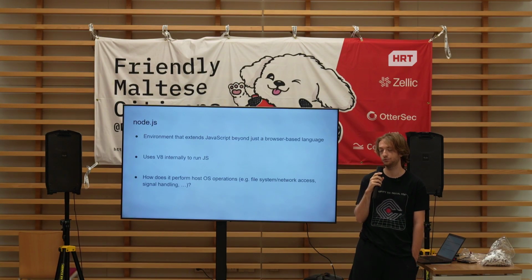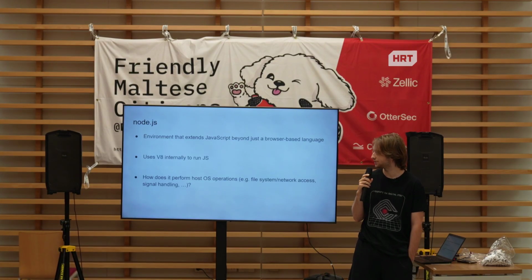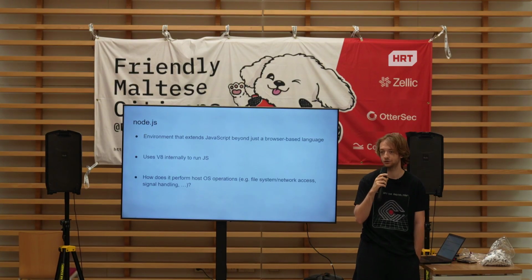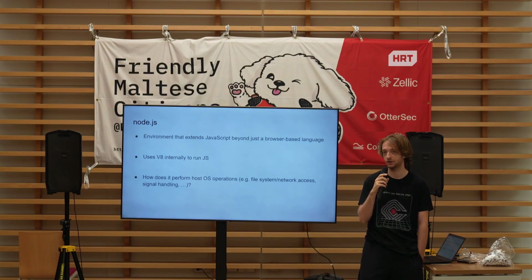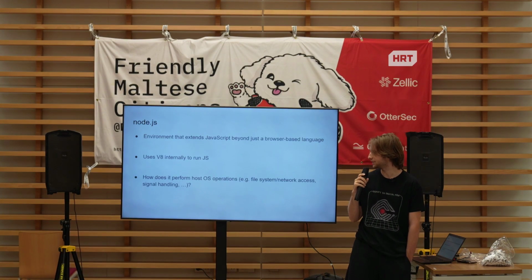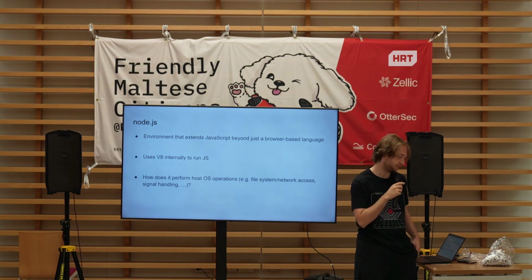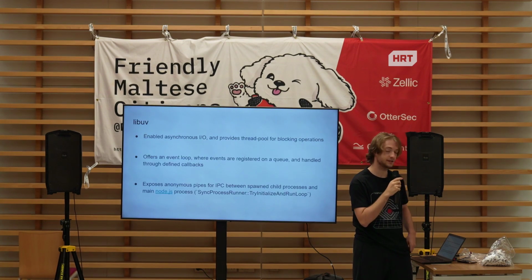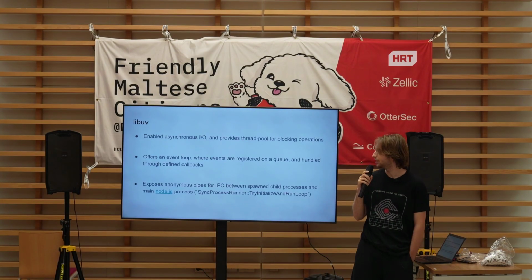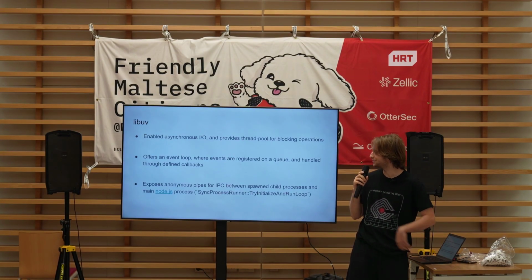For the pure JavaScript part, it uses a JavaScript engine called V8 to parse and execute JS internally. However, there's a lot of stuff that goes with actually communicating with the operating system, handling file system calls, signal handling, and many more. So how exactly does Node.js do that? And the answer is a component called libuv.